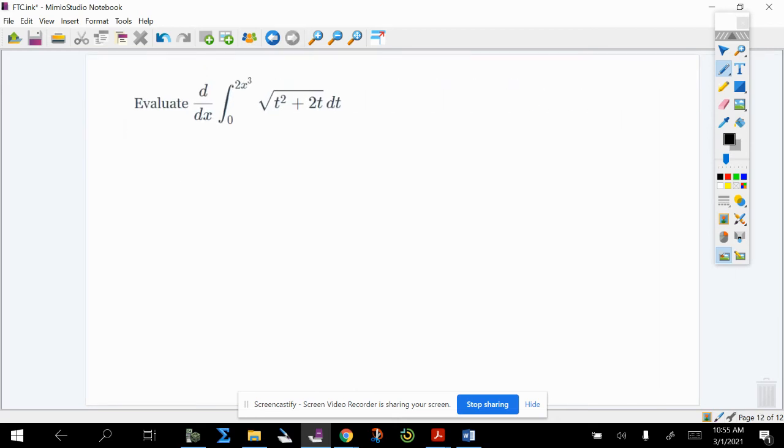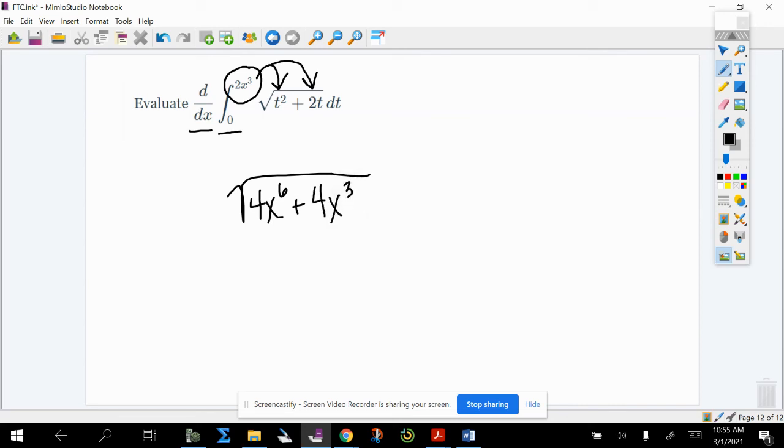Here's the last one. This is another one I pulled from Delta Math. I felt like I wanted to get away from a trig one. So again, deriving an integral, meaning my boundary is going to take the place of your t value. This actually has to go 2 places. So I'm going to get the square root of 2x to the 3rd squared would be 4x to the 6th plus 2 times 2x cubed would be 4x cubed. And then I need to multiply by the derivative of the boundary, which is 6x squared.